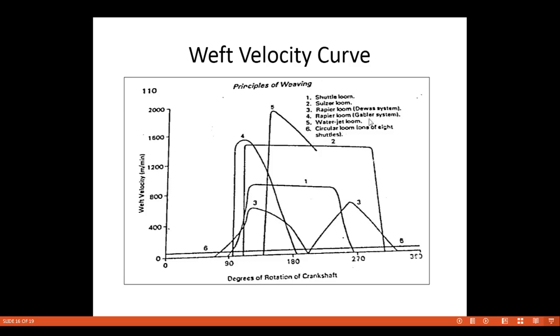So this is a very interesting curve, and here we have completed 6 looms where the weft velocity pattern is different. First one is the shuttle loom, second is the projectile loom, then the third curve is Dewas type of rapier, fourth is Gabler type of rapier, fifth is water jet, and sixth is the multi-phase loom, that is the circular loom. So see the weft velocity curve.